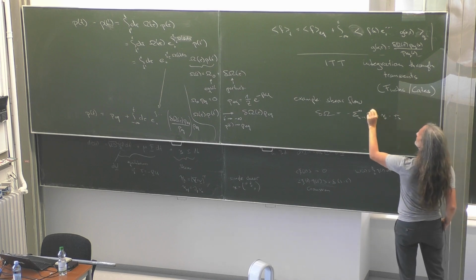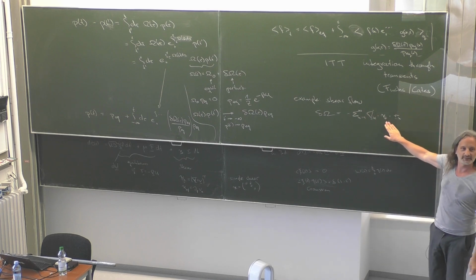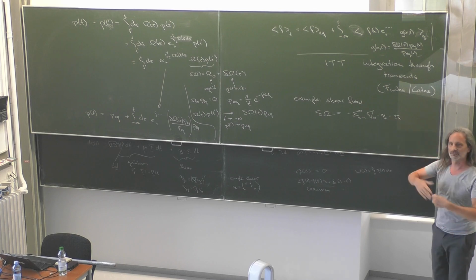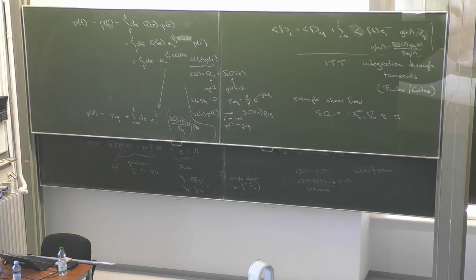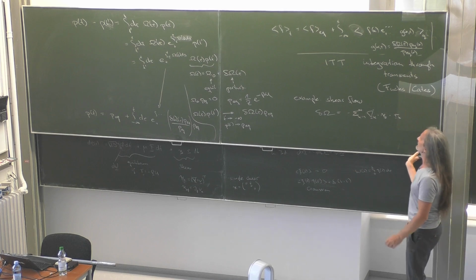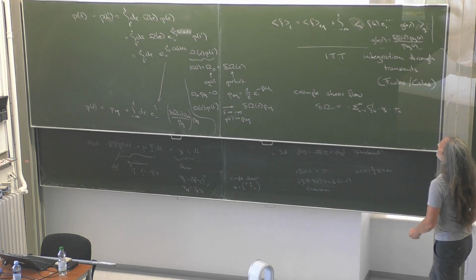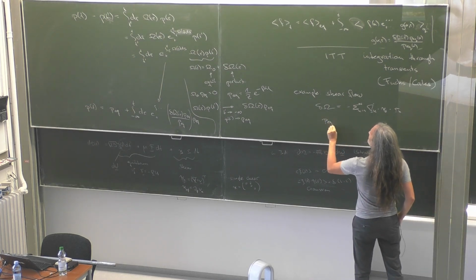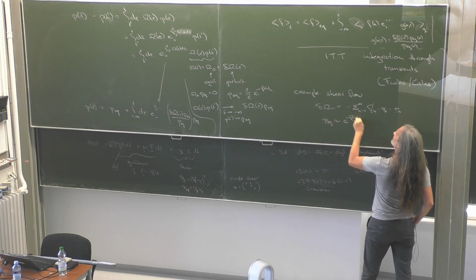A highly transposed, if you wish. And of course, you can immediately ask what happens if the shear flow is not homogeneous, and I'm not going to answer that. It gets complicated. But the point is, in equilibrium, I said P equilibrium is e to the minus beta U.